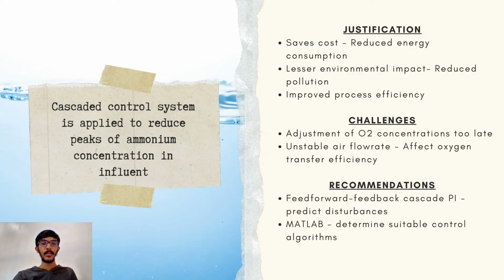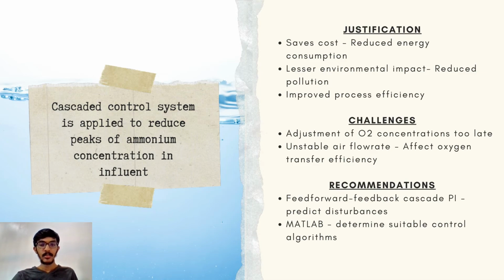To conclude our video, the cascaded control system involves a master controller that controls the dissolved oxygen, which is used as a set point for the secondary controller to control the ammonium concentration by adjusting the airflow rate through a control valve element. There are several benefits such as lower energy usage for aeration, which saves costs, reducing water pollution and CO2 emissions, and improving effluent quality.